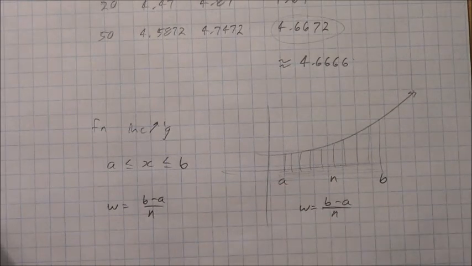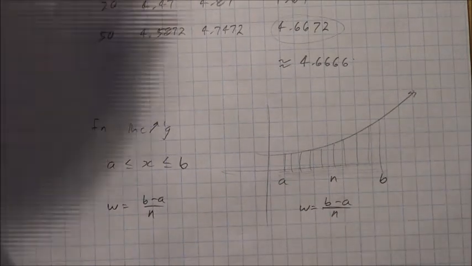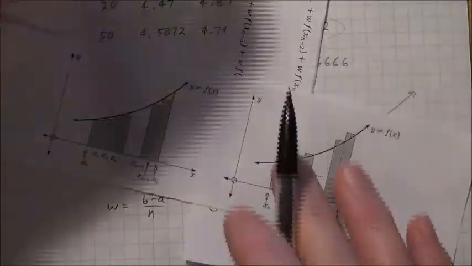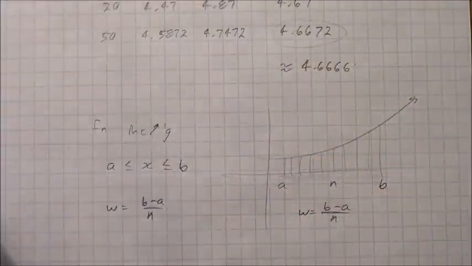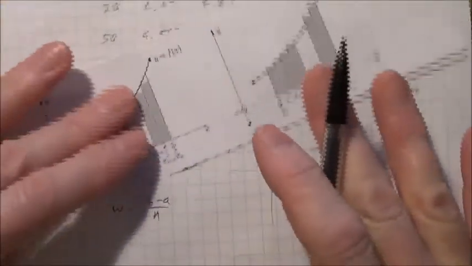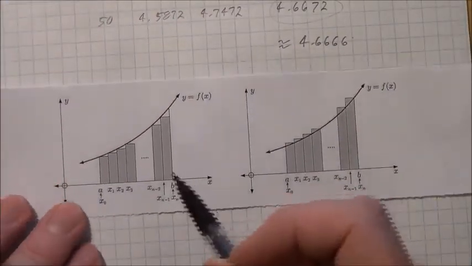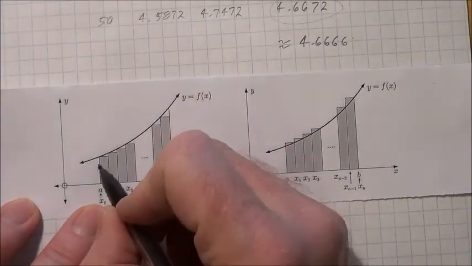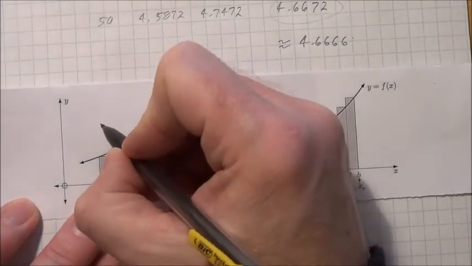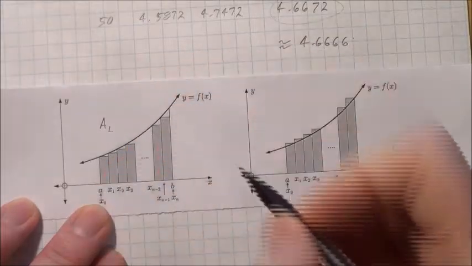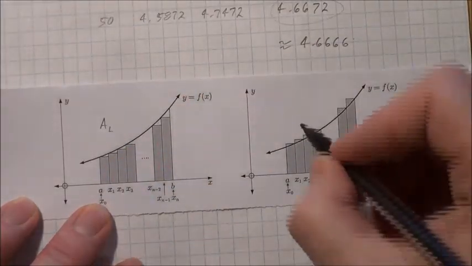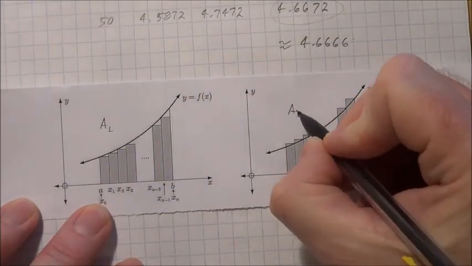So suppose we have all these different iterations, and as my props go flying everywhere, we have these rectangular strips. These are the lower rectangles, so we'd be finding A sub L over here. These are the upper rectangles. We'd be finding A sub U over here.